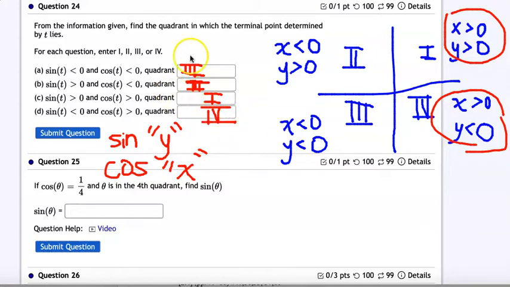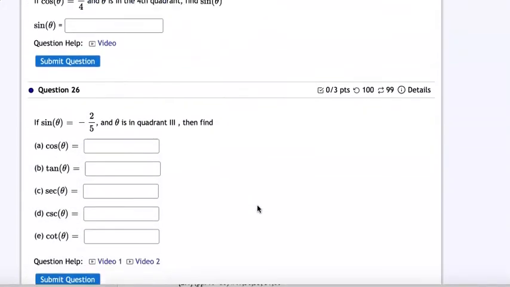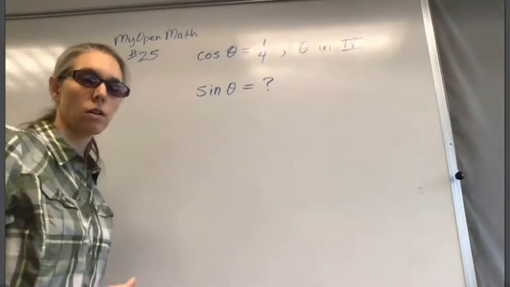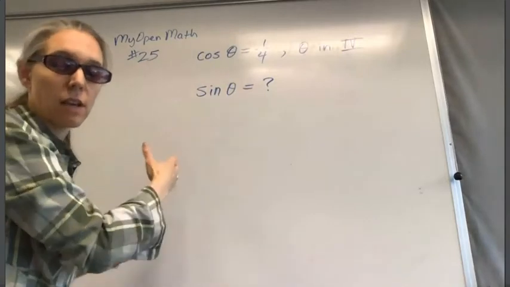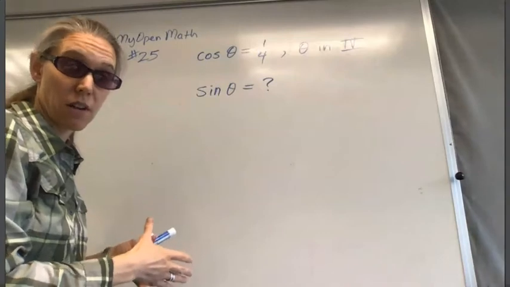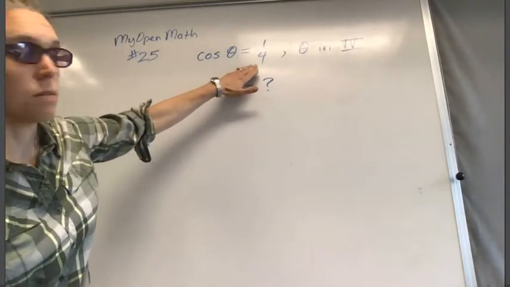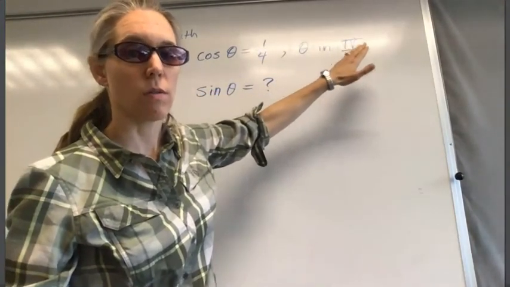Okay, so now when we get to number 25, this is a bit more difficult of a problem. So I'm going to switch over to the whiteboard to do this problem. Okay, so we're going to look at my open math problem number 25. This is the example that showed up for my version of the homework. You will have different numbers in your version of the homework. The cosine of theta was given to me as 1/4. Theta is in quadrant 4.